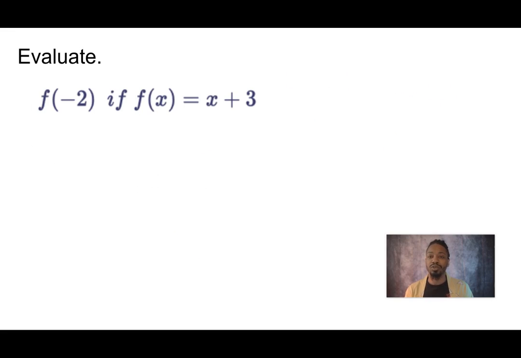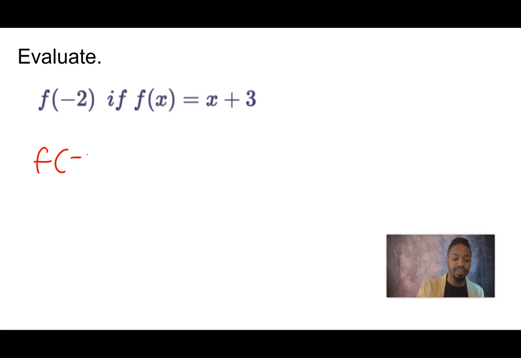So function notation requires us to evaluate functions. They tell us, in this case, the input and we have to find the output. So they're saying that this function, f of x equals x plus 3, if we input a negative 2 into this function, what is the output? So I need to take x out and put negative 2 in everywhere where I see it.